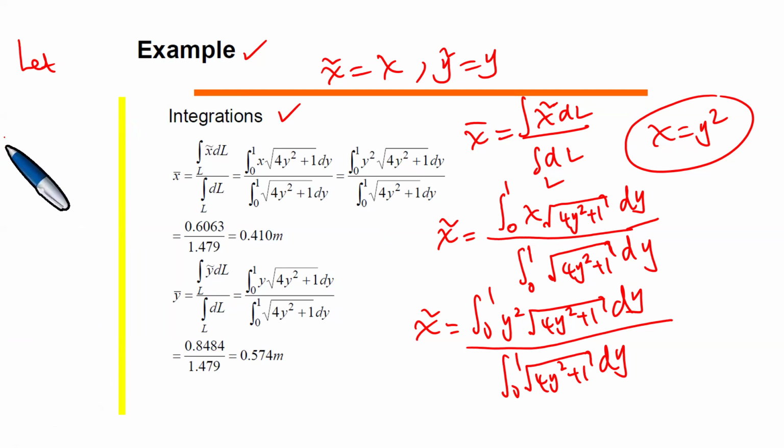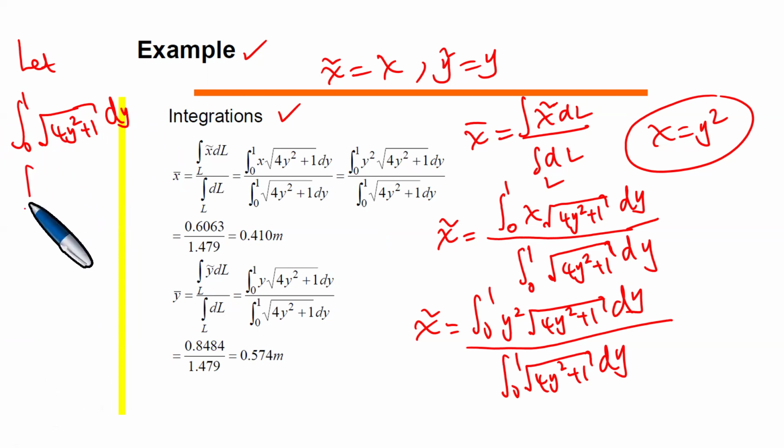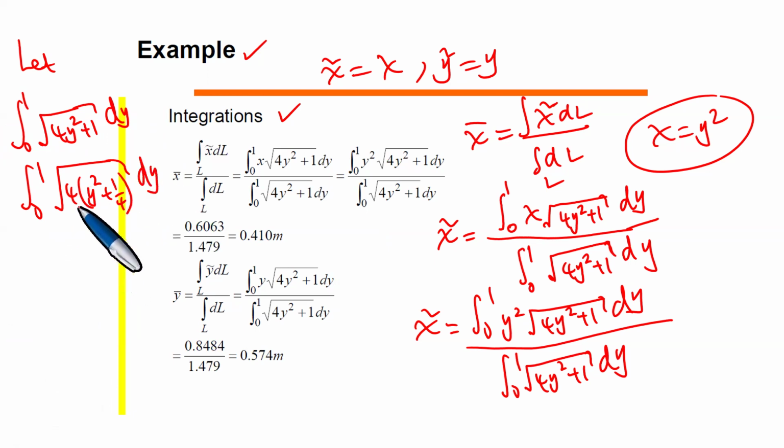Factor out the 4. Right, because if you have the integral from 0 to 1 of the square root of 4y squared plus 1 dy, then you can factor out 4 out of this. Okay, and then you have the integral. You factor out 4, and then you have y squared plus 1/4 dy. Okay, the square root of 4 becomes 2, 0 to 1, y squared plus 1/4.